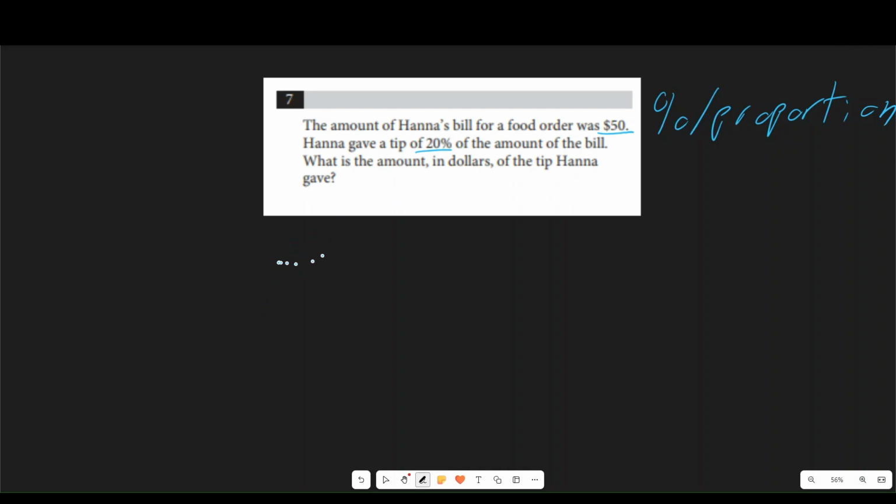You could put this in your calculator, but I'm going to show you how to do it by hand, in case you're feeling a little fancy, if you're trying to flex on the SAT a little bit. You can do it by hand this way. So you have $50 and 20%. Well, any percent is basically a fraction over 100, right? So 20% would be 20 over 100.